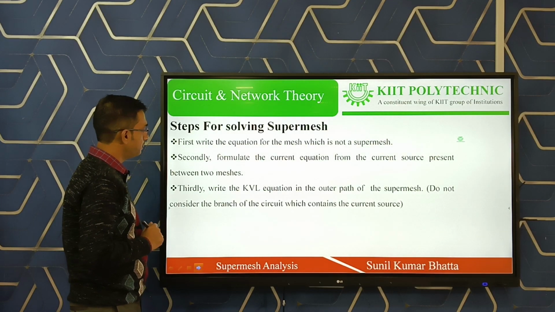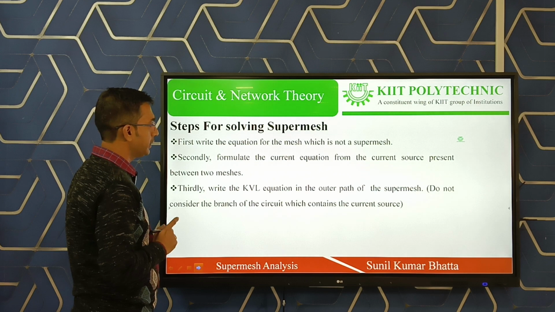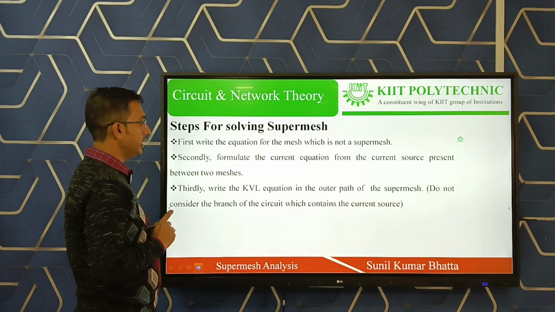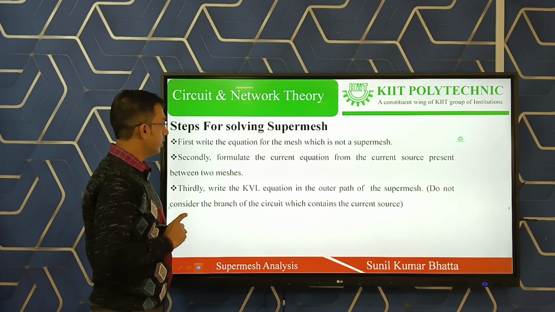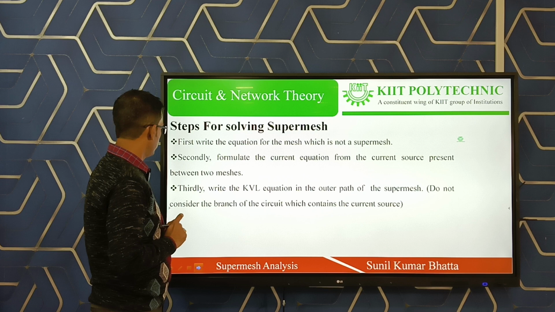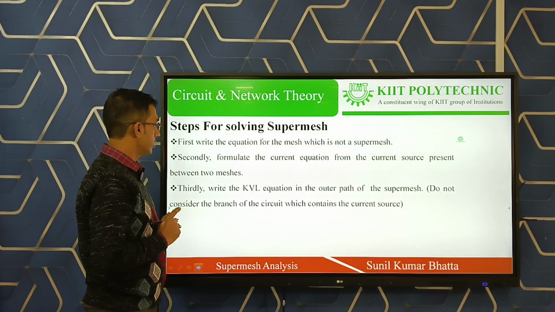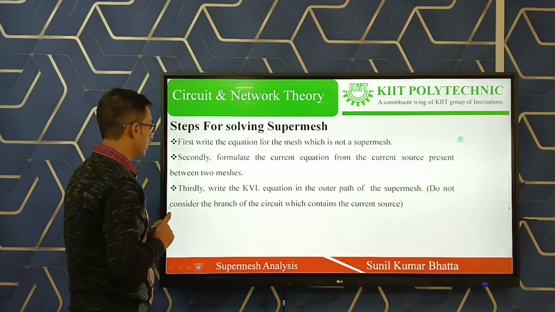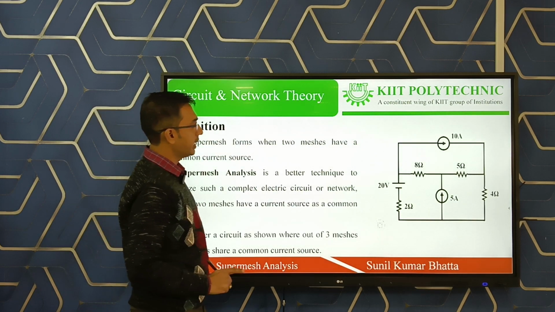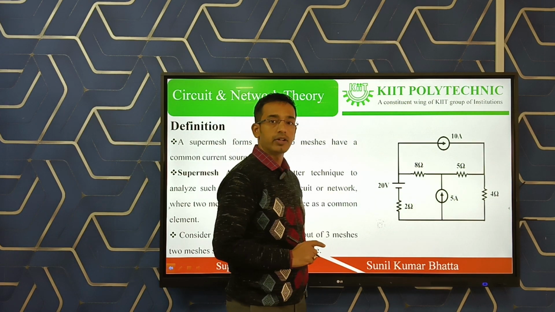What is the third step? Write the KVL equation in the outer path of the super mesh, and while writing the KVL equation for the outer path of the super mesh, do not consider the branch of the circuit which contains the current source. So here you can see in the previous slide one example, one circuit is drawn here.